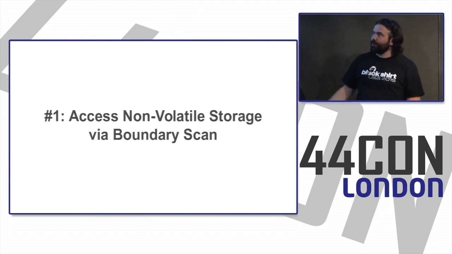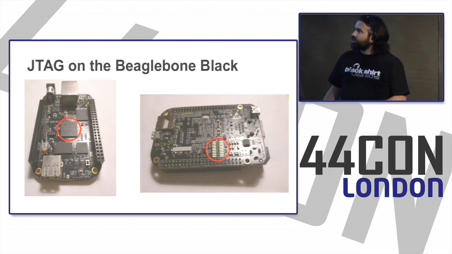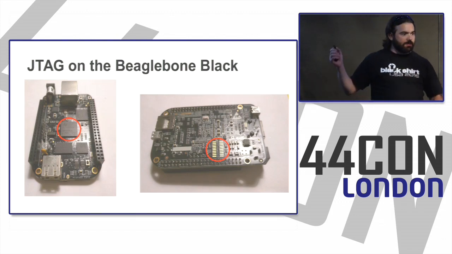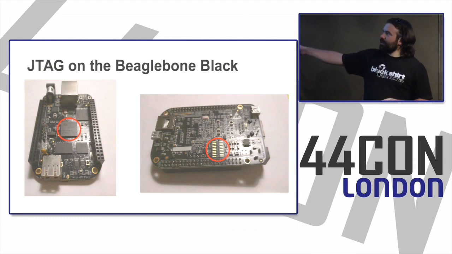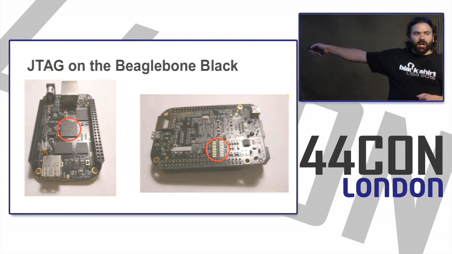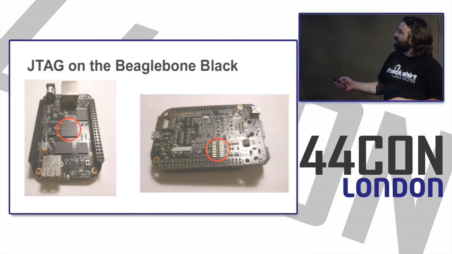So as an example, number 1, accessing non-volatile storage via boundary scan. So this is a BeagleBone Black. Who's played with one of these before? Anybody? If you flip it over and look at the bottom, there's these little gold pads. What you can do is you can solder a header on there, and that gives you JTAG access.